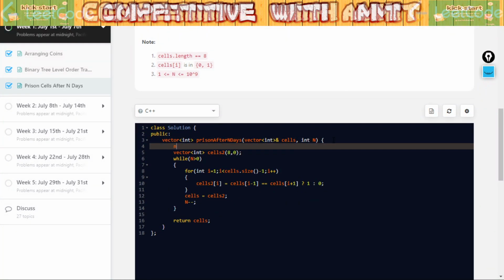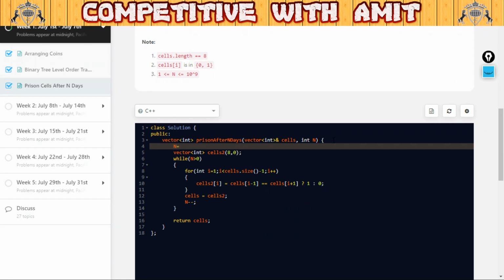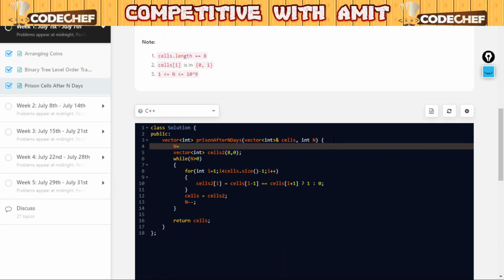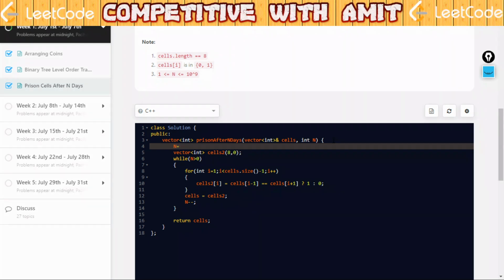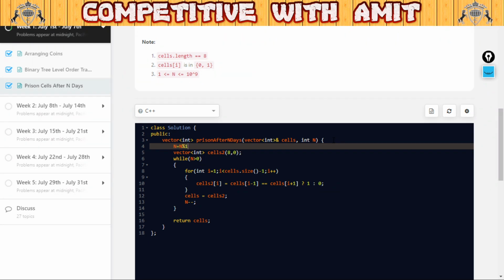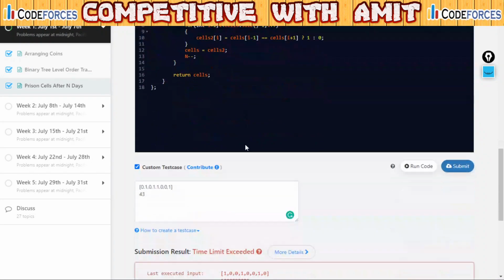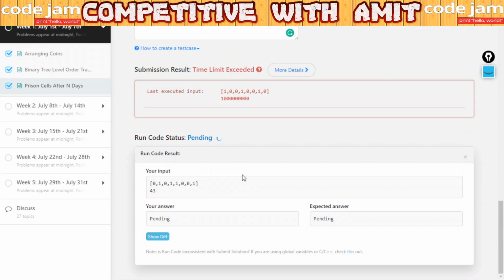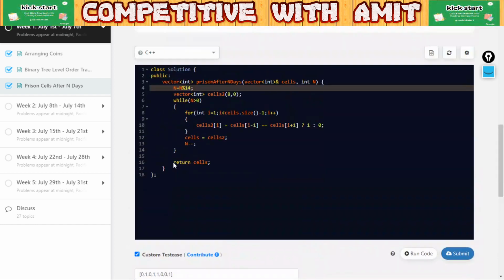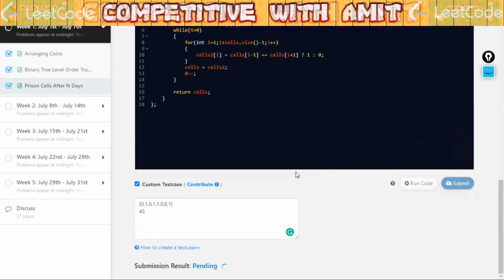I'll change n's value. Now how will I change n's value? I will convert n into n percent 14. So first of all, what I'll do is n percent 14. Now I'll try for n percent 14. So now if I run the code, our answer should be the same. So the answer is the same.